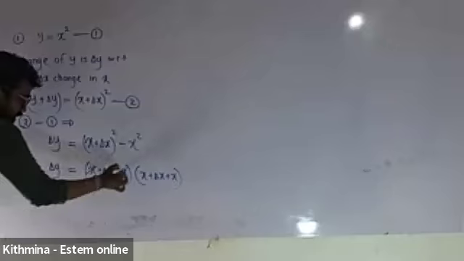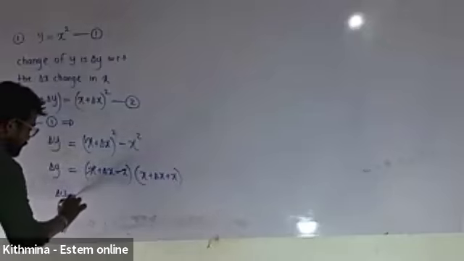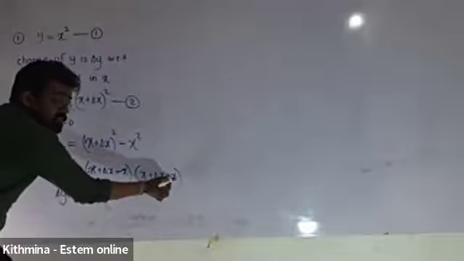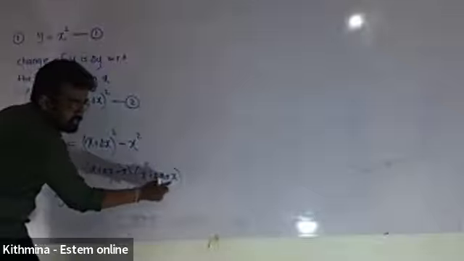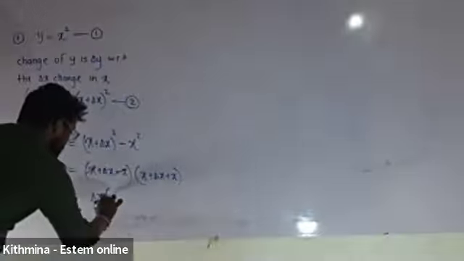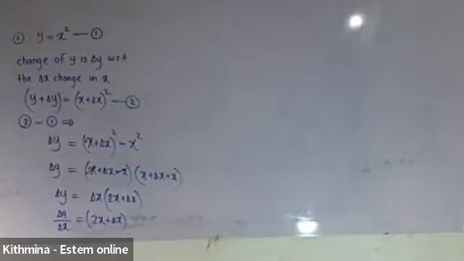Okay, then this x is cancelled with this. Then delta y equals only delta x is remaining. Here, x plus x: this x plus this x is 2x. Then 2x plus delta x. Then you can get delta y over delta x, which is 2x plus delta x.